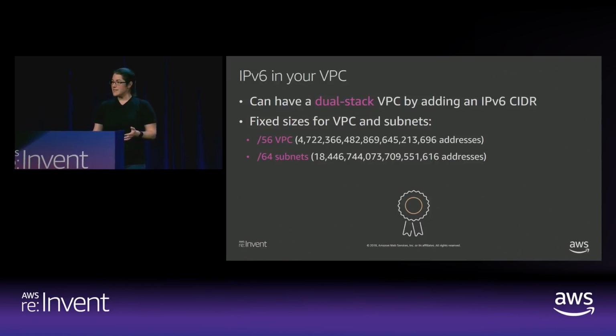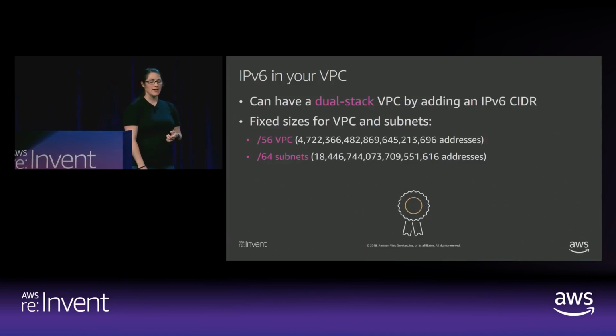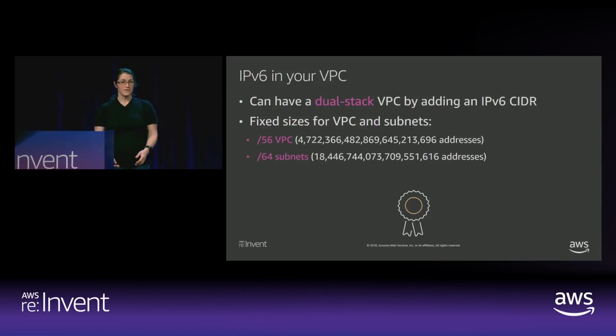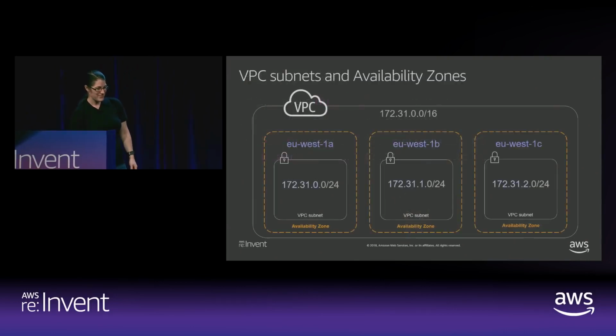So in your VPC, by default, when you create a VPC, you're getting an IPv4 VPC. But you can actually run with both IPv4 and IPv6 addresses in your VPC. We give you a huge number of IP addresses. So you get a /56 VPC and a /64 subnet. And those numbers are pretty long. I didn't bother trying to figure out exactly how many billions they are, but if you feel like it, you guys can work it out and let me know the answer. That was just laziness, not because I can't.